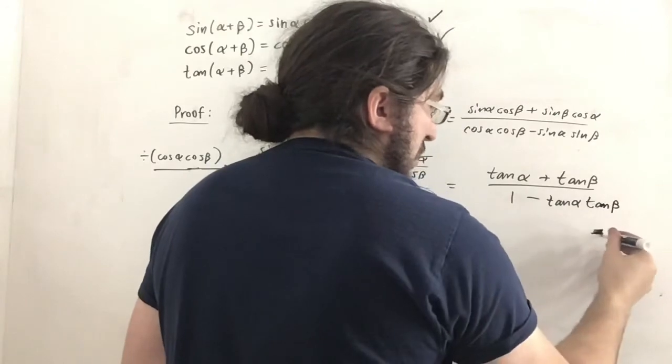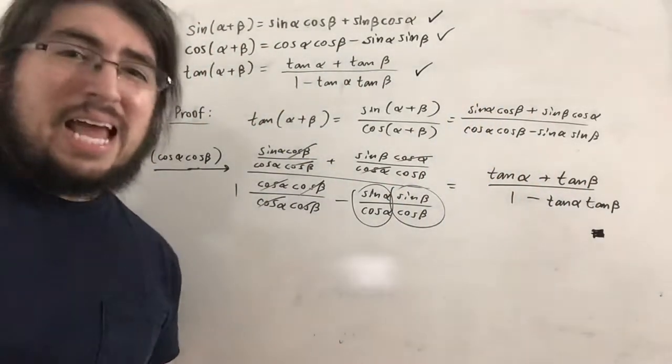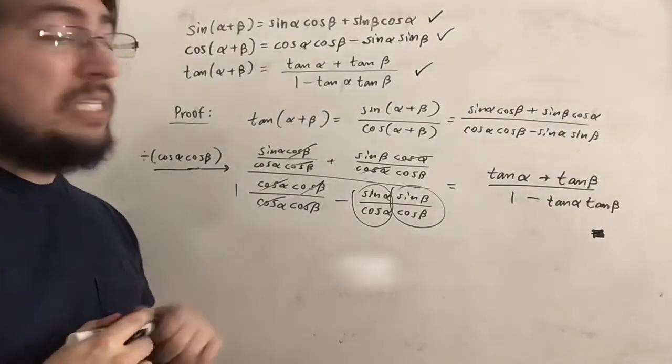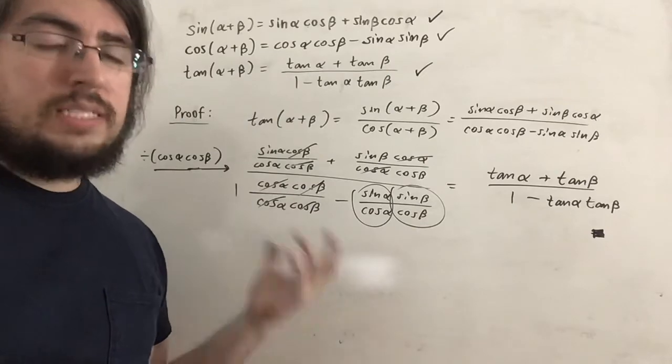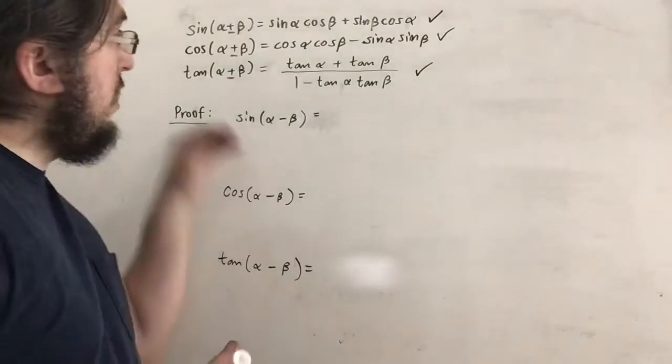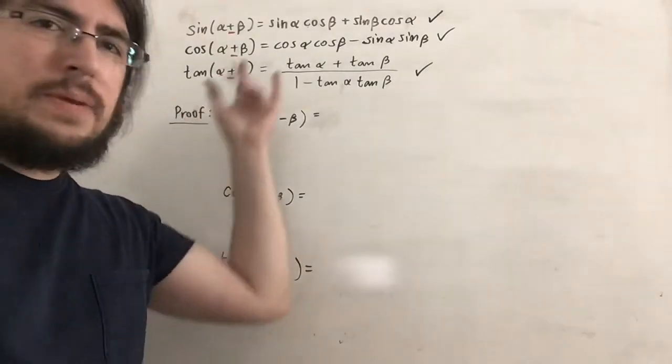Beautiful. So that completes the proof for the sum formula for tangent. Now I'm going to prove the difference formula for each of these, and it's actually going to be pretty quick. So let's take a look at that right now. All right, so here I've written a minus in red for the difference formulas, and then I'm going to modify them accordingly.